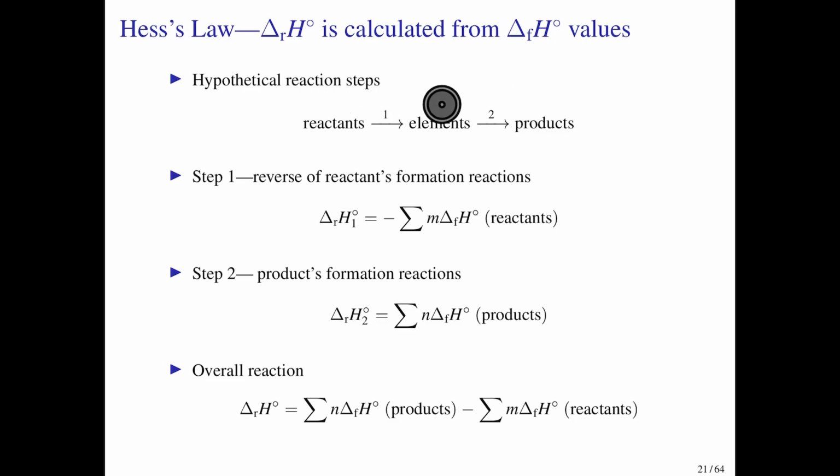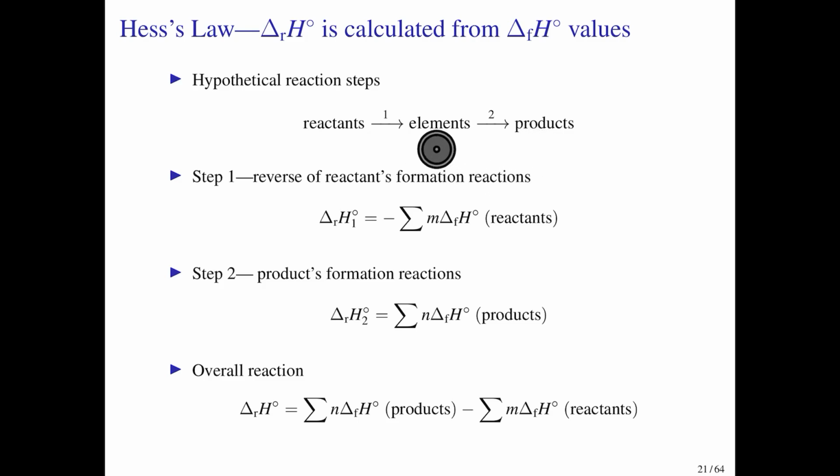The first step is the reverse of a formation reaction. You're going from the reactants to the elements. And so the enthalpy of reaction for this first step would be a sum over all of the enthalpies of formation multiplied by the stoichiometric coefficients in the reactants multiplied by -1. Okay, and it's -1 because this is the formation reaction in reverse.